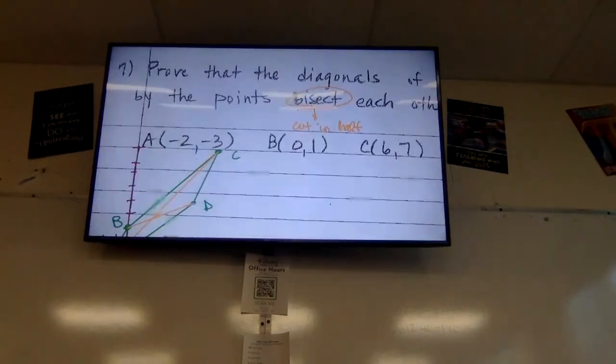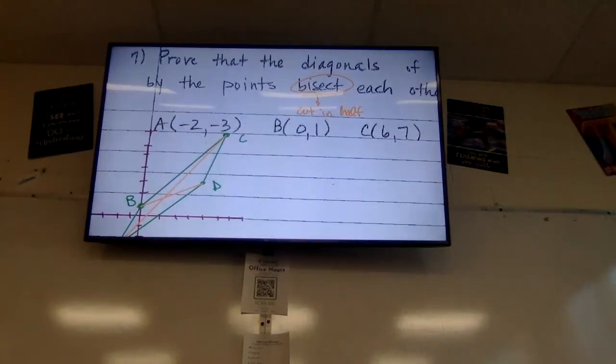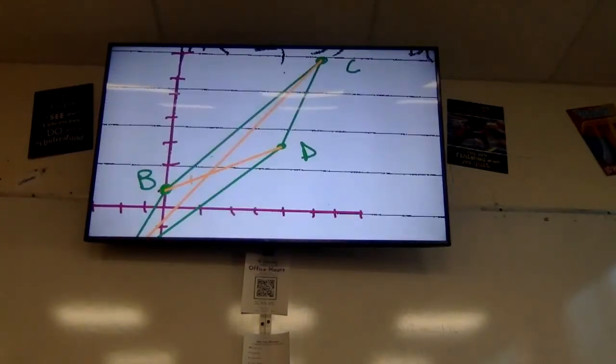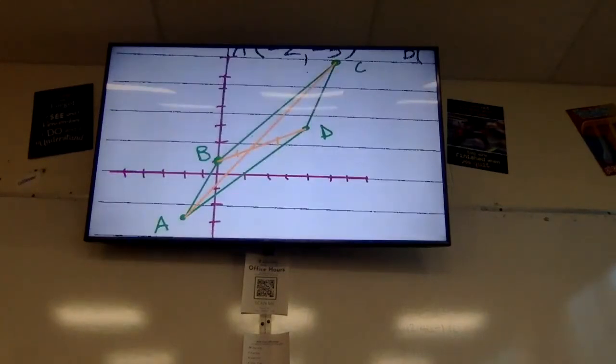So that means the diagonals are not necessarily the same length. It just means that when they touch each other, this distance should be the same as this, and my A to the middle should be the same as my C to the middle. Now mine doesn't look super exact, which is why we're not going to use a picture to prove this point. We're going to use our math, okay?